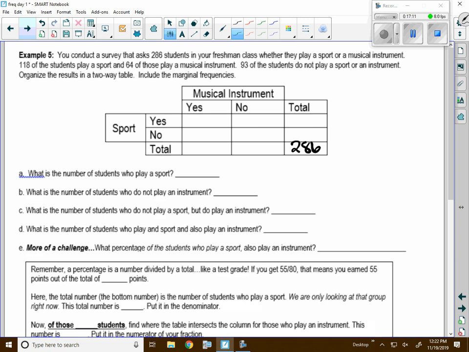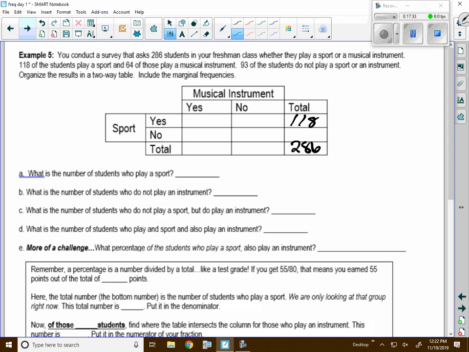118 of the students play a sport. Where's that going to go? Sport, which one am I going to choose? Yes. Tell me when I get to the box. Correct? Yes. Okay, because there's only one stipulation. They play sports. Okay, that's 118.